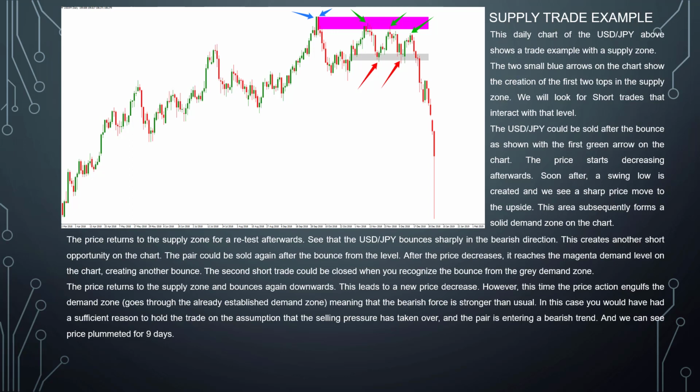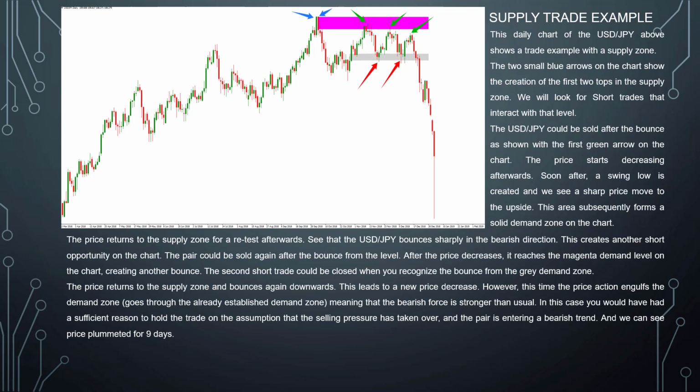The second short trade could be closed when you recognize the bounce from the gray demand zone. The price returns to the supply zone and bounces again downwards. This leads to a new price decrease. However, this time the price action engulfs the demand zone, meaning the bearish force is stronger than usual.